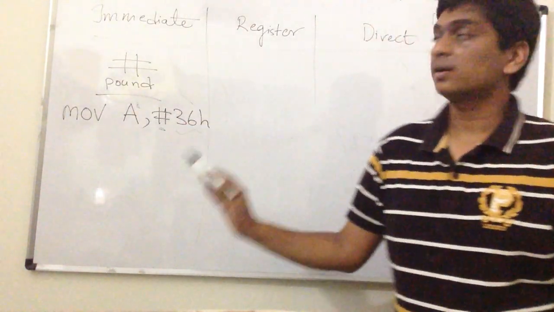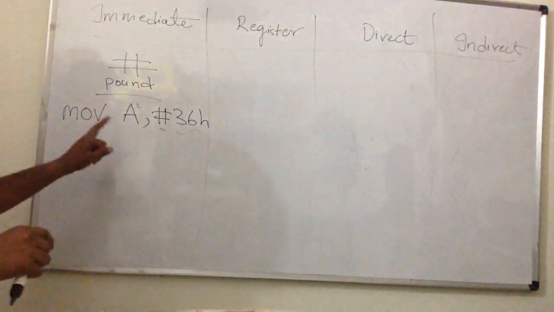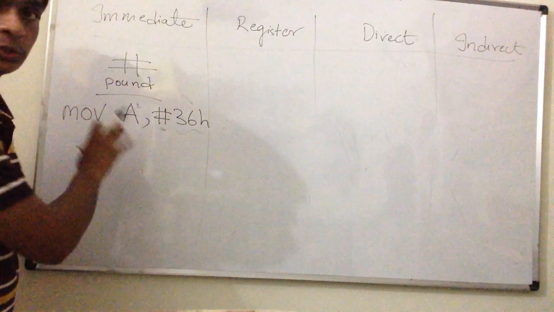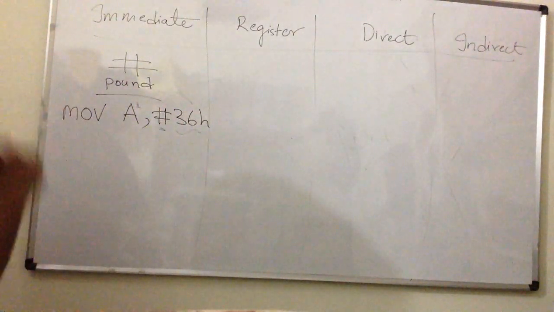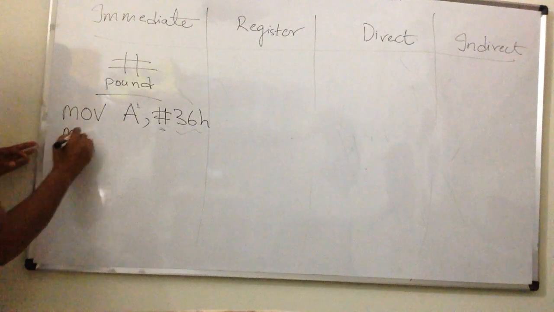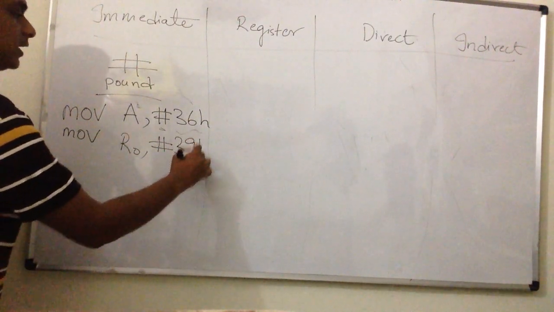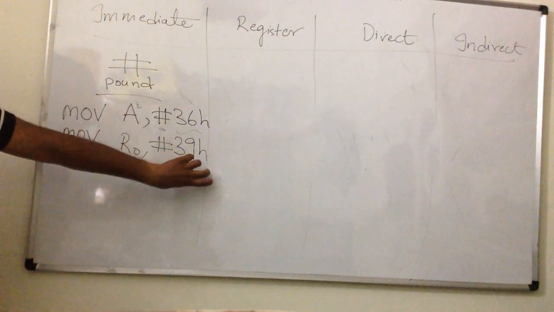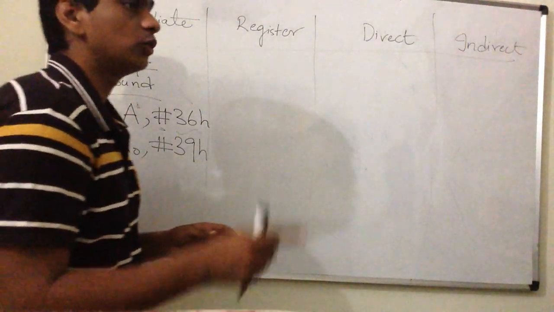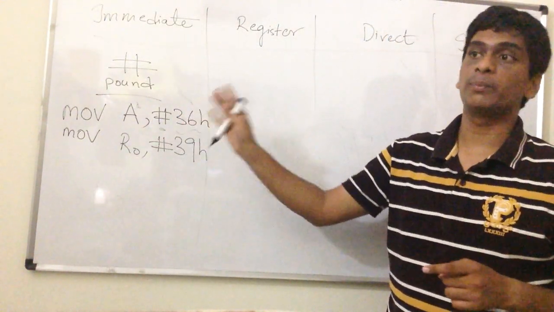You will understand this better once I tell you about register, direct and indirect addressing modes. Now, MOV A, #36H moves the number 36H into the accumulator register A. This is the function of immediate addressing mode. Let me give you one more example: MOV R0, #39H. I am moving 39H, the number itself, directly into R0. So in immediate addressing mode, you have a hash symbol and you move the data directly into a register or memory location.